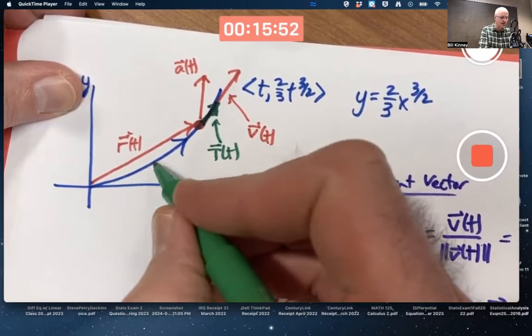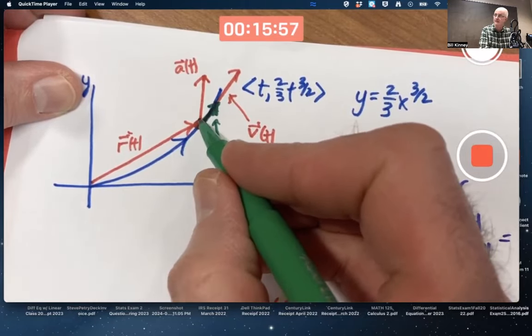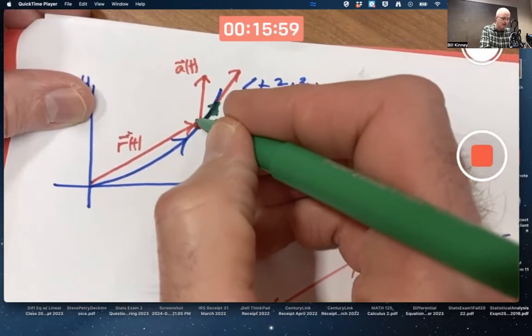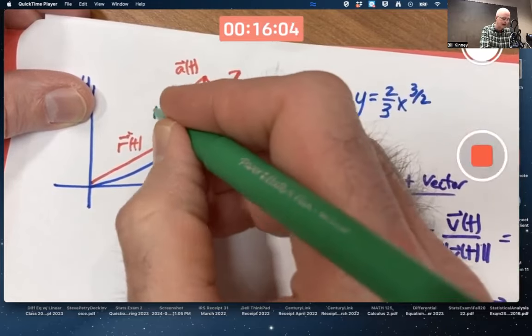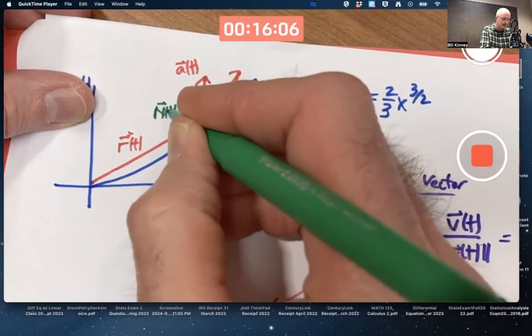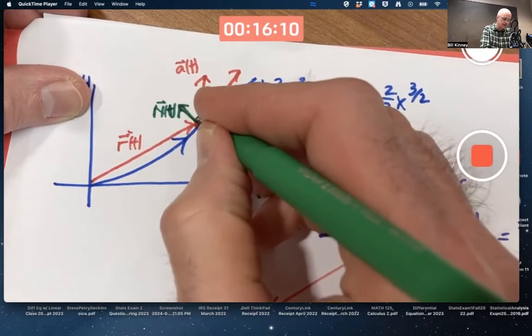This particle goes along here. If you're driving a car along a road like this, you're turning to the left. The unit normal vector points in the direction that you're turning. That's capital N of t. And it is perpendicular. That's a right angle there.